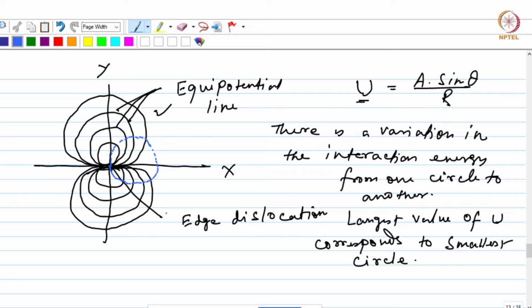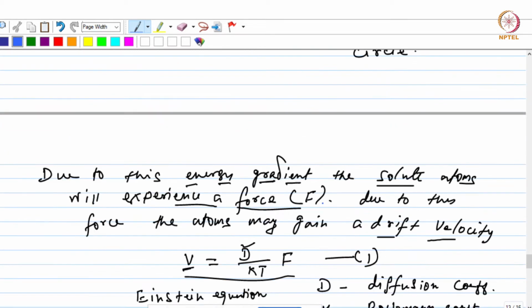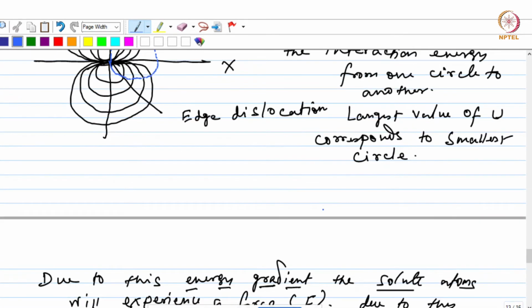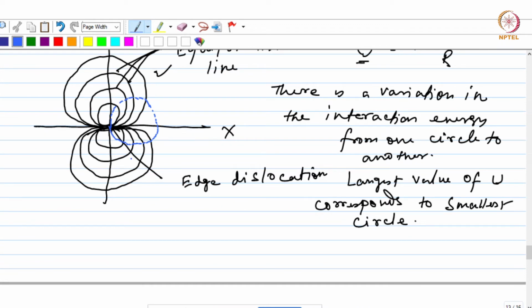That means it is along this circle. Right, so this path basically is the path for the atomic flow, because as I said, it occurs in a direction which has the maximum energy gradient, right? So atoms will tend to flow along this path, which is depicted by this dotted circle over here. And therefore, this is the flow path of the atoms, and these lines are therefore known as flow lines.